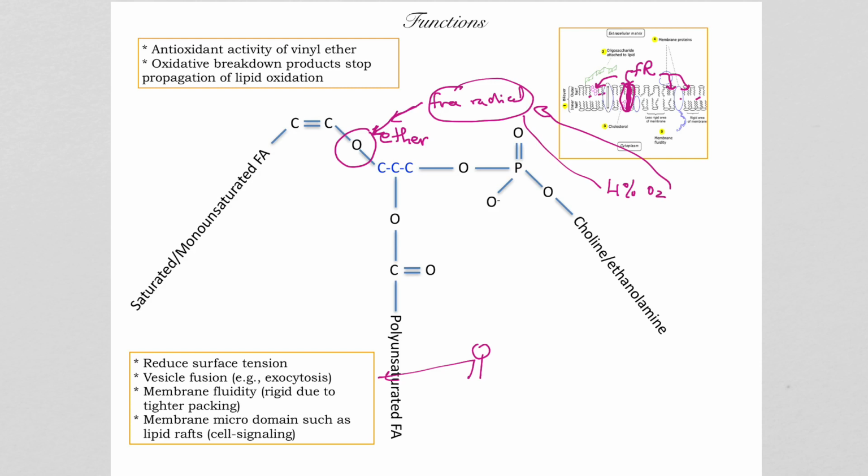Not only does this ether prevent the destruction of other lipids, when these plasmalogens break down, their breakdown products also seem to protect against the breakdown of other lipids. So this antioxidant activity of plasmalogens is kind of unique to these amphiphilic lipids. And again, free radicals is something we'll talk about a lot in future videos.